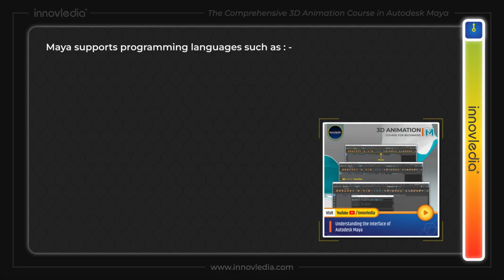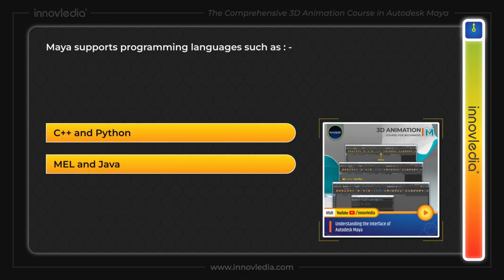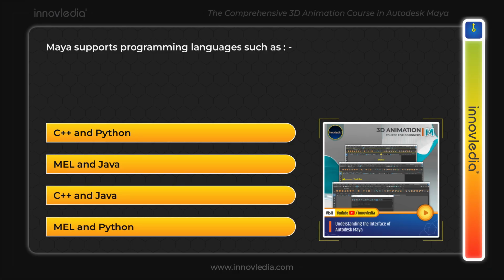Maya supports programming languages such as blank. The options are C++ and Python, MEL and Java, C++ and Java, MEL and Python. Your time starts now. And the correct answer is MEL and Python.